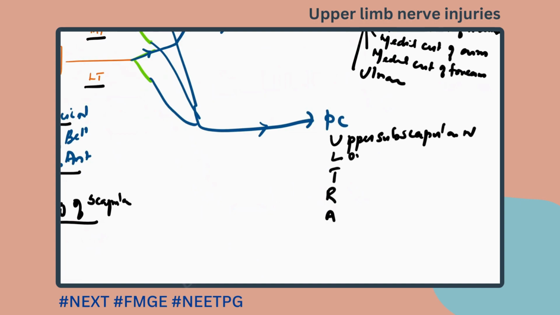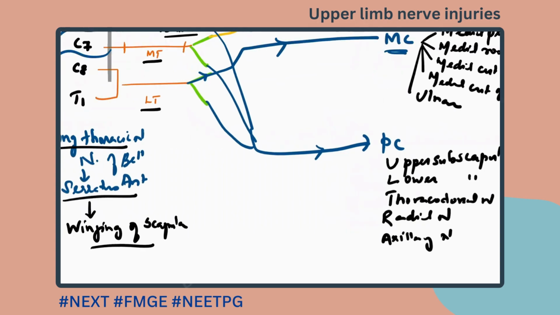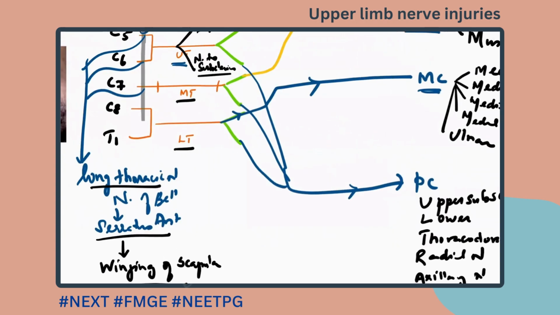L stands for lower subscapular nerve. T stands for thoracodorsal nerve. R stands for radial nerve. A stands for axillary nerve. So injury can happen in any of these areas, any of this plexus can have injury. Now we'll see what are the main injuries in this region.